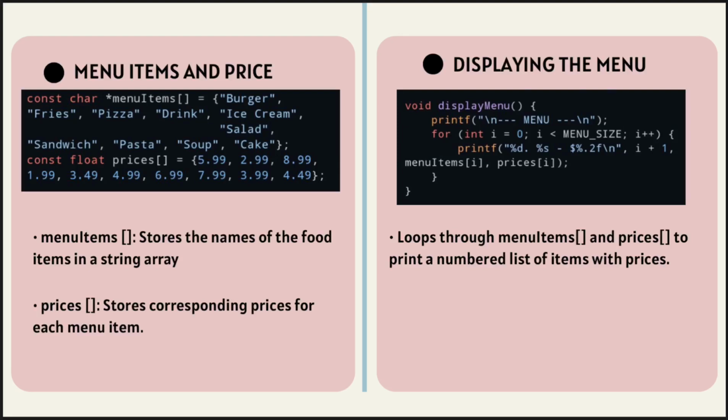Now for displaying the menu. The display_menu() function loops through the menu_item[] and price[] arrays to print a numbered list of items along with their prices. This makes it easier for the customer to select items when placing an order.